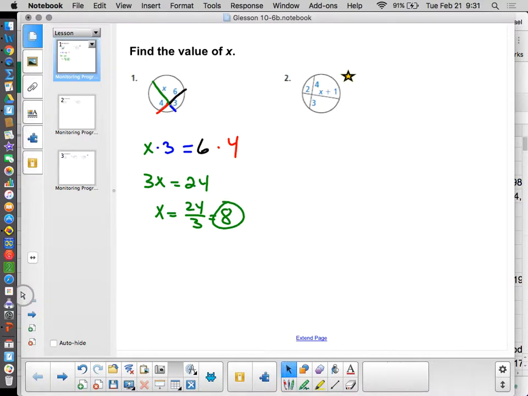All right. This one is the same idea for number 2, but you're going to have to use a little distributive property when you're doing it. Nothing too complicated, but don't forget to distribute. So start by setting up and take it from there.